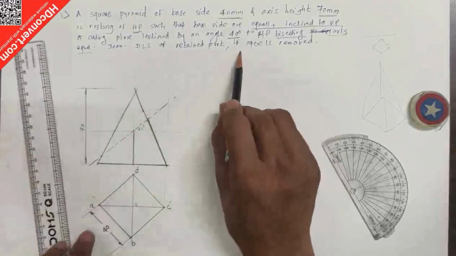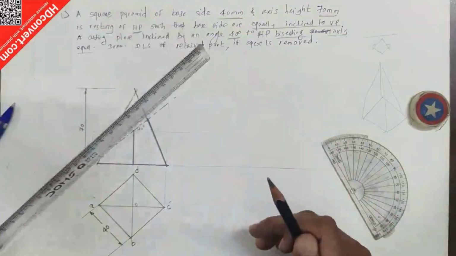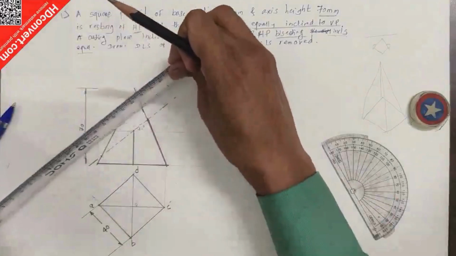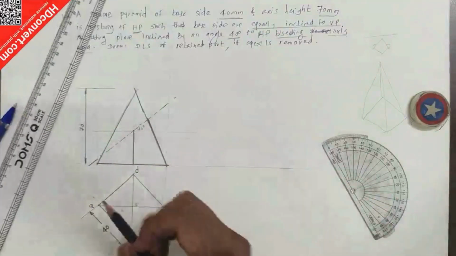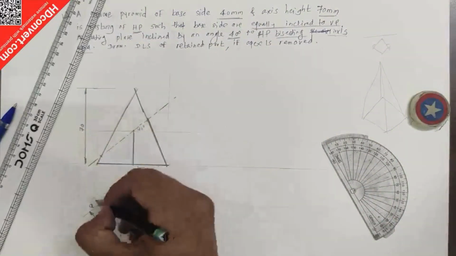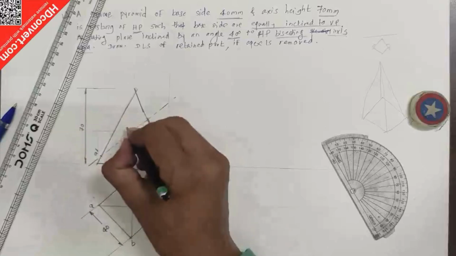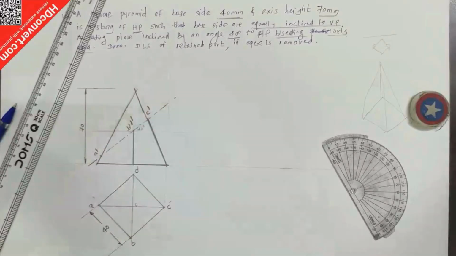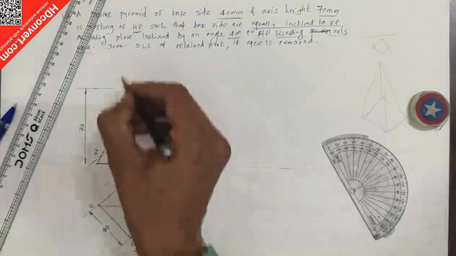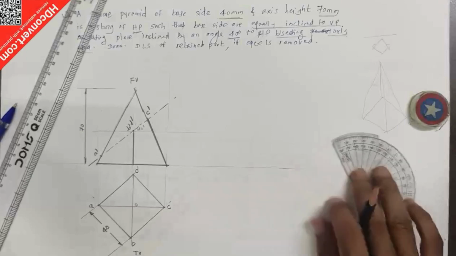What condition is given? If the apex is removed. Now we remove this apex, so the remaining part is this. Correct? So I'll give the names: A' in front view, then B', D', and finally C'. In this way, the top view and front view are completed with the given conditions.